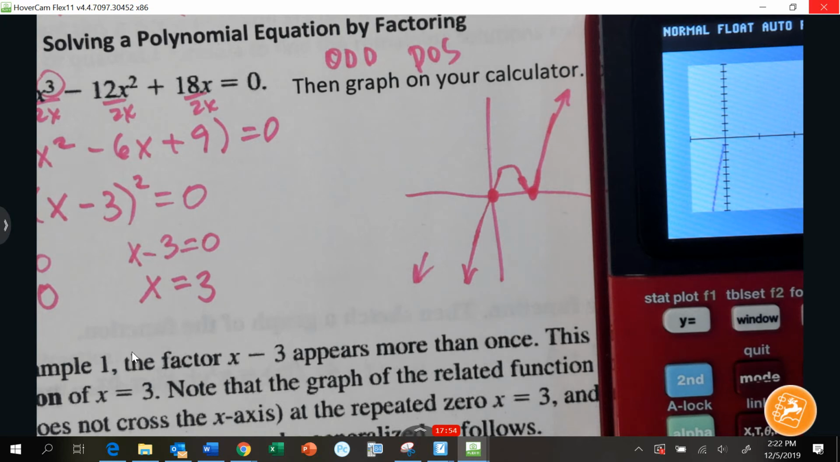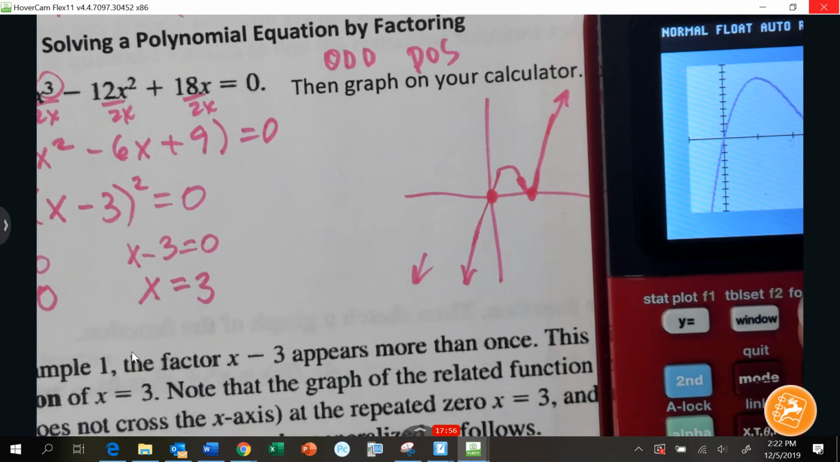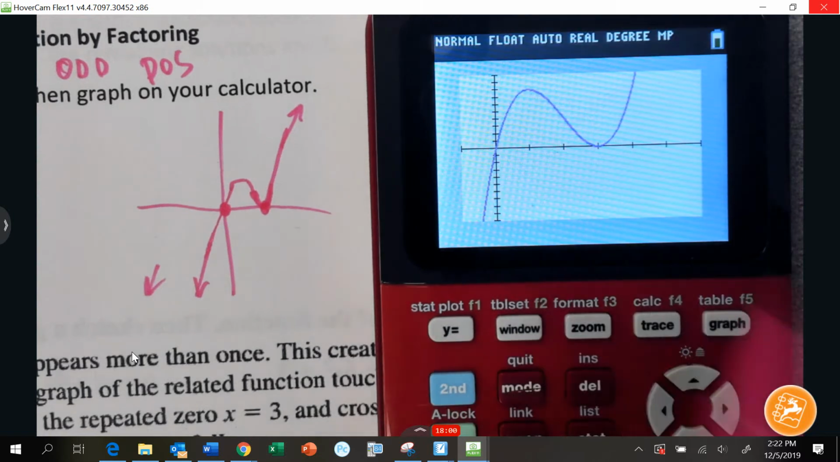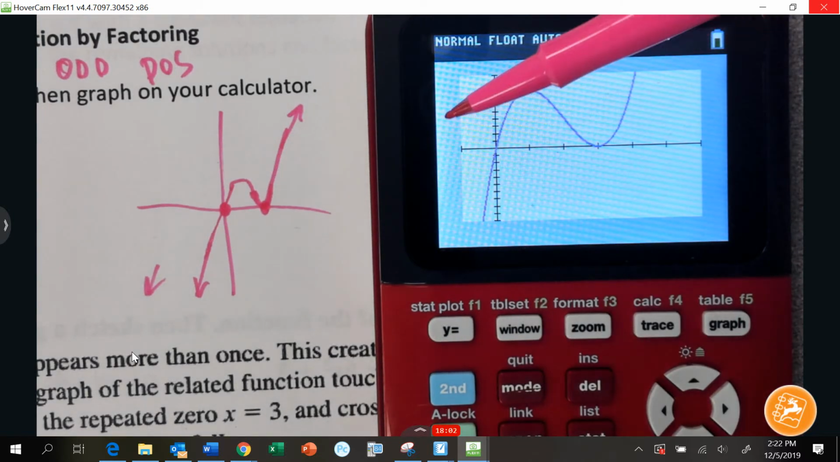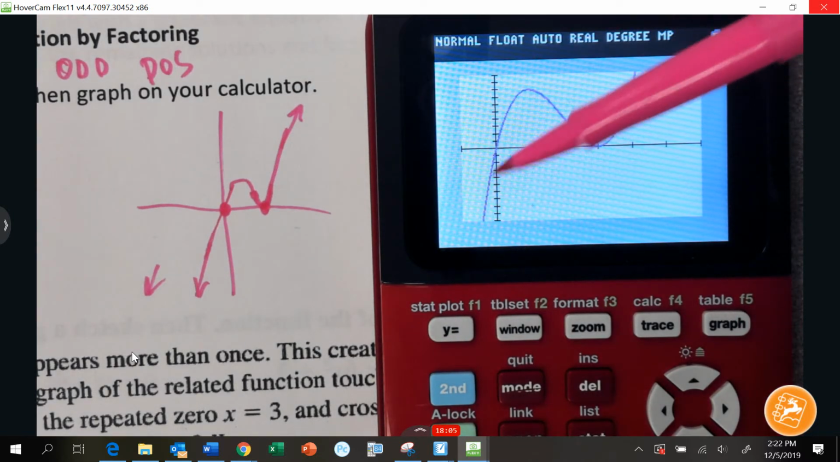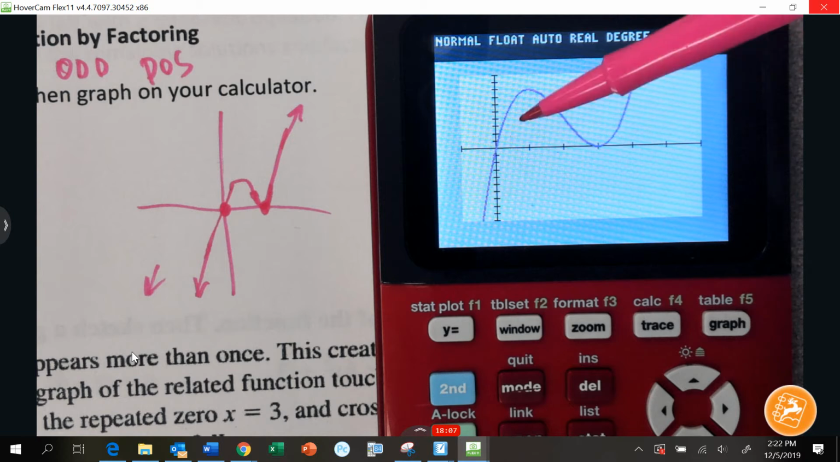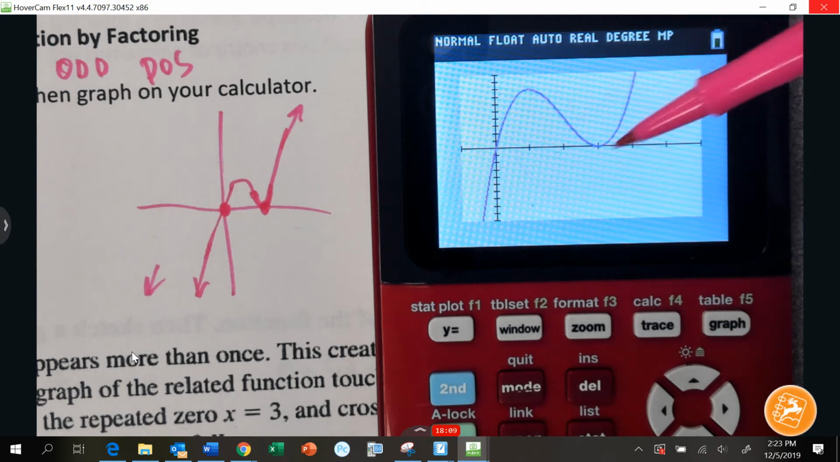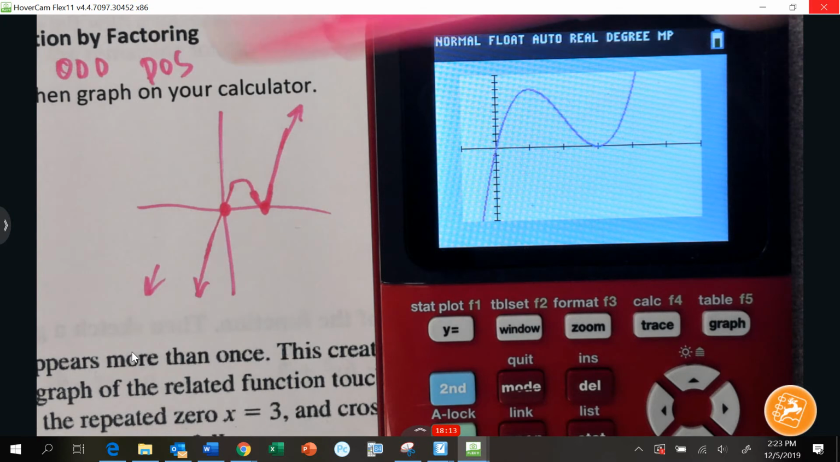Oops, I forgot to change my window. That's okay, I don't need to change it. You can kind of see it. Oops, you can't see it, it's not on the screen. But you can kind of see it. I didn't change my window back, but you can see it passes through like a line, and then it bounces off like a parabola. It has that shape.